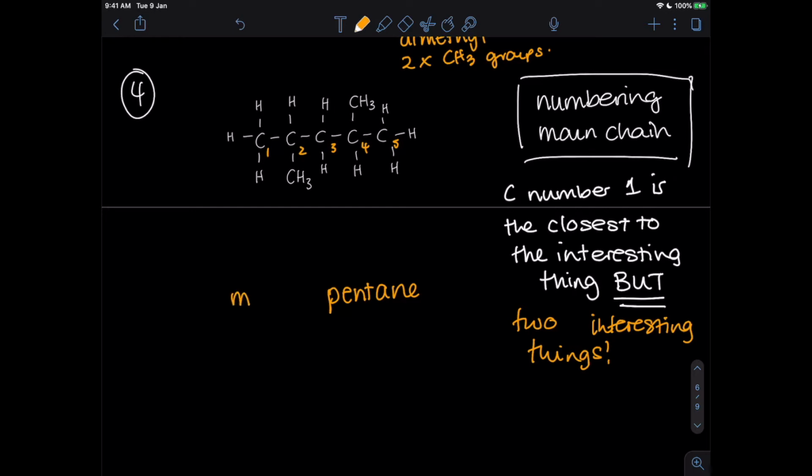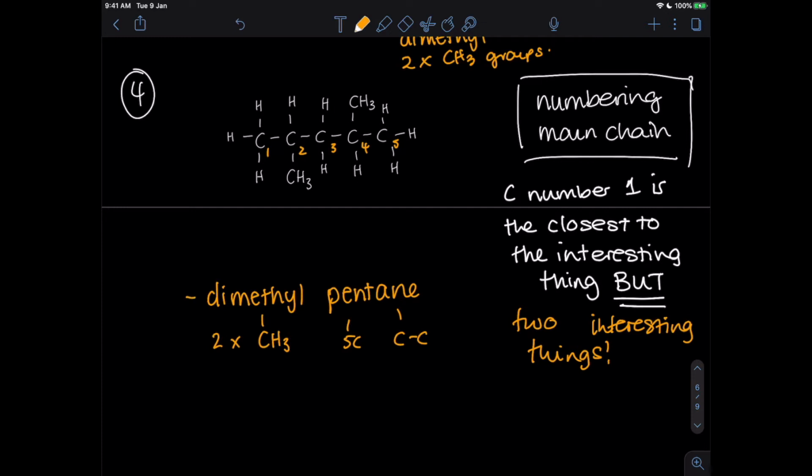So I've got methyl groups. I have got 2 of them, so I'm going to put dimethyl at the front there. So far I've got 5 carbons in my longest chain, and all of those carbons are single bonded. I have got 2 times CH3 groups, but I still haven't told my reader where those methyl groups are.